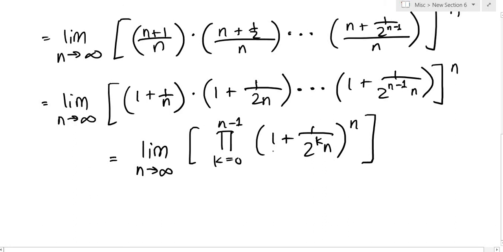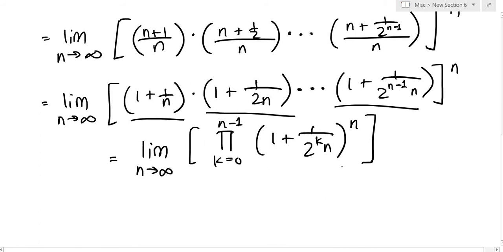So great, so you can check. When k is 0, we have 2 to the 0th power, which is 1. So 1 plus 1 over n to the nth power. Yes, we have the first term in place. Then when k is 1, 1 plus 1 over 2 times n. Yes, we have our second term in place. And then for the last term, you can check n minus 1 instead of k. So everything matches. So it's great. We can use this notation.